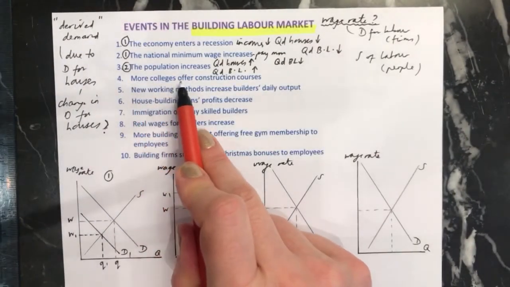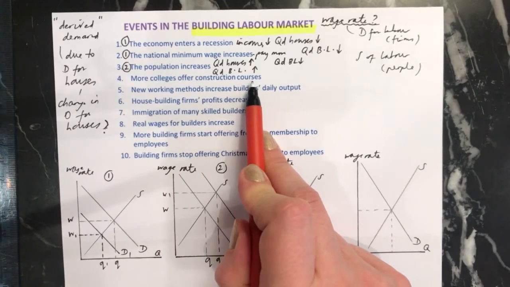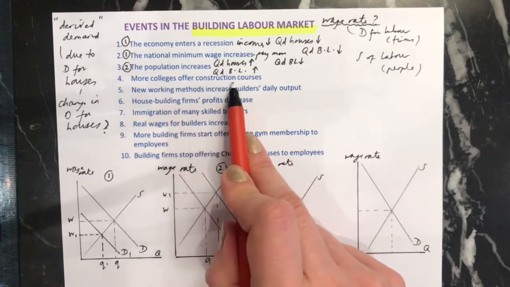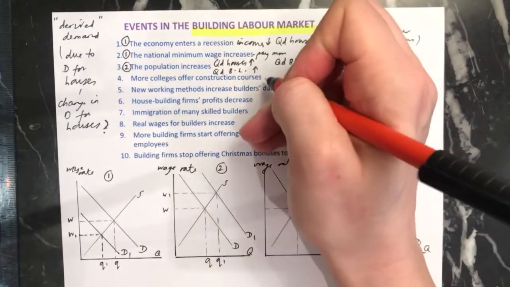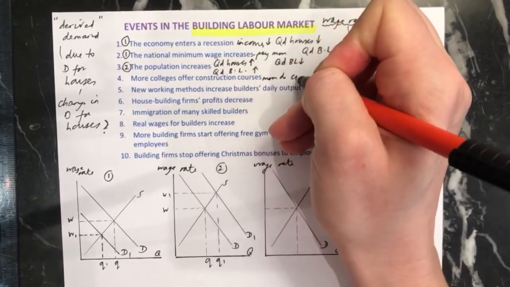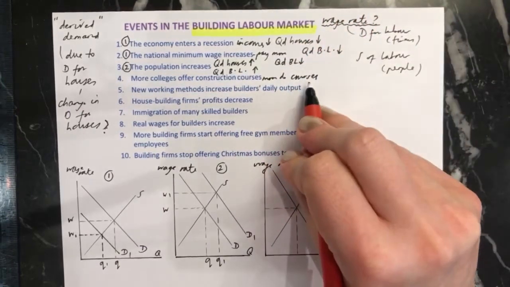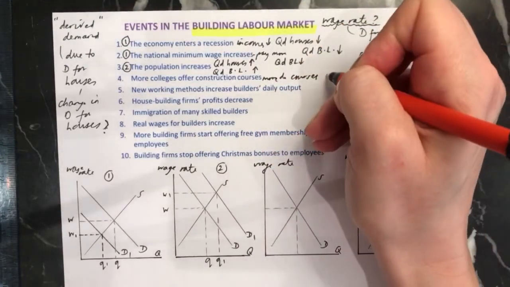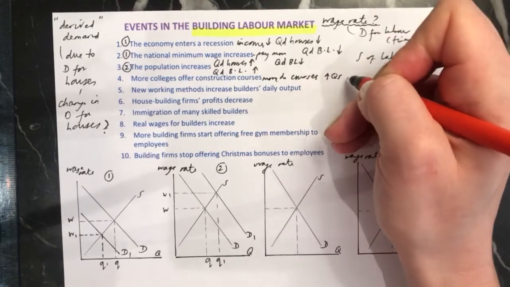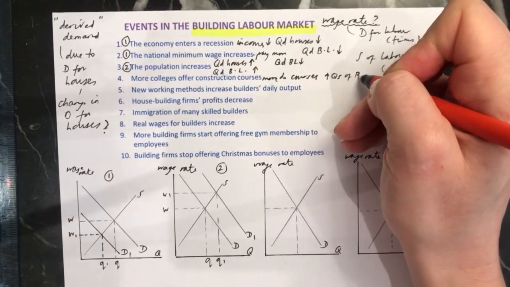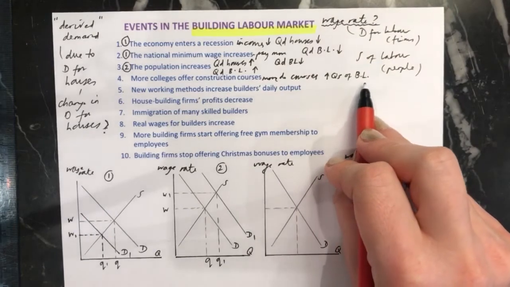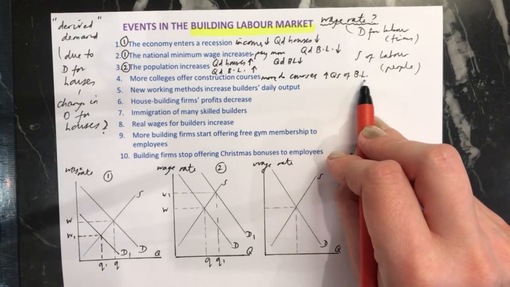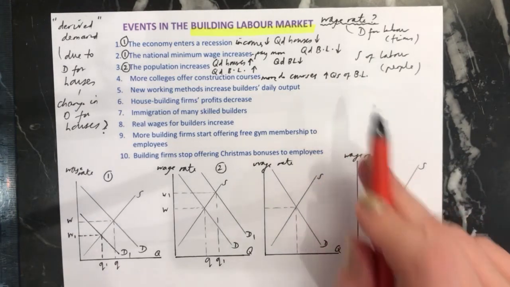Next one, more colleges offer construction courses. A construction course is where you can learn the skills that you would need in the building trade. And if there are more colleges offering these courses, more people will do the courses. It's likely that they opened up more courses because people wanted to do the course. So more do the courses, and if more do the courses, this increases the quantity supplied of building labour. So more people are supplying their labour in the building market once they've finished their construction course. So therefore, this is going to increase the quantity supplied.